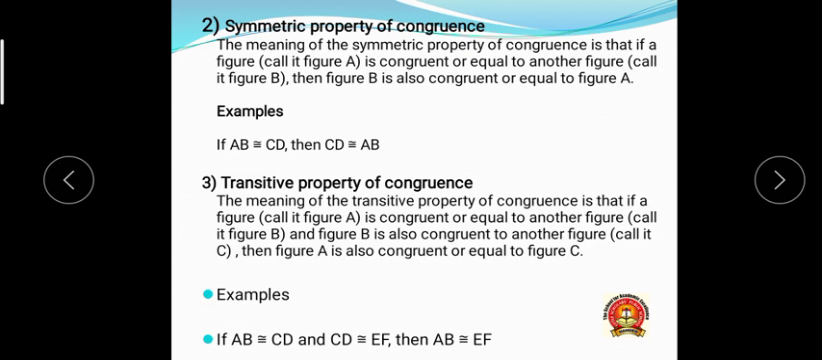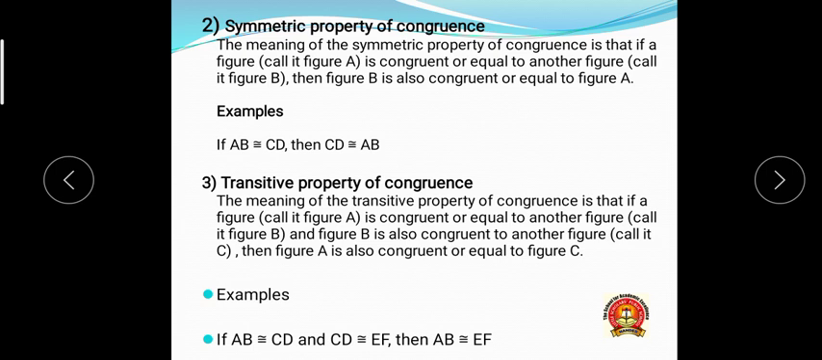Now the third property, the transitive property of congruency. Transitive means if figure A is congruent with B and B is congruent with C, then we can say that A is congruent with C. The meaning of the transitive property is that if figure A is congruent or equal to another figure and that other figure is congruent to a third figure, then A is also congruent with that third figure. For example, if AB is congruent with CD, and CD is congruent with EF, then we can say that EF is congruent with AB, or AB is congruent with EF. That is called transitivity.